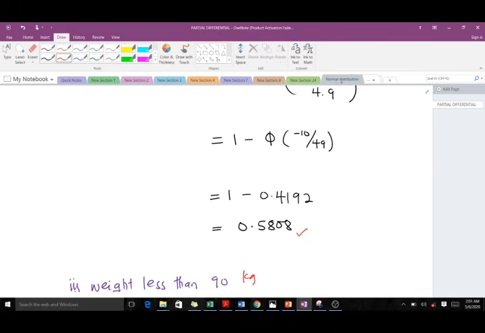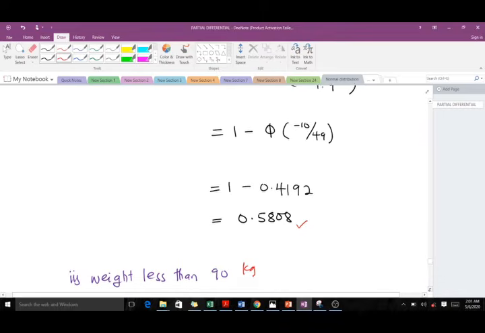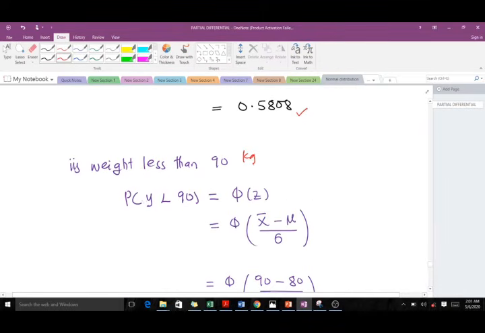So let's come back to our question. Weight being less than 90 kilograms means that we have y being less than 90. Remember we said that probability of z being less than k is the same as phi of k. It is the same as phi of what? Z. But z is s bar minus mu over sigma.